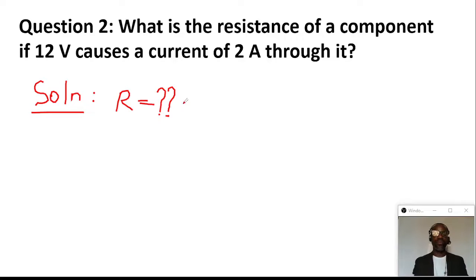Good. Very, very good. So let's look at it: 12 volts, meaning potential difference V is given as 12 volts. Interesting. So we write 12, and then we write volts. We're going to write it in full to avoid some sort of confusion here. All right, this is 12 volts.